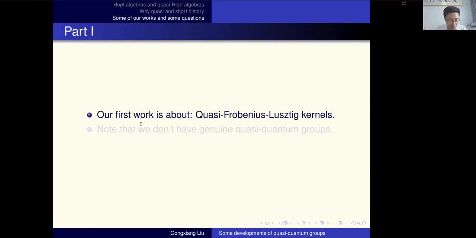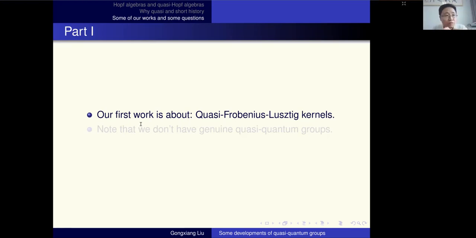And you find that Lusztig found the example, he needed a bigger quantum group. In this big quantum group, he finds sub-Hopf algebras. So if you apply the same idea to find the quasi-Frobenius kernel, you also need to find a quasi-quantum group, a big quantum group, and find a small one.